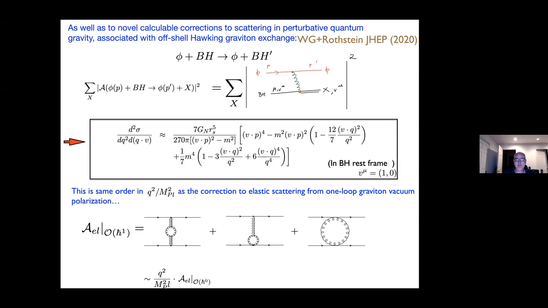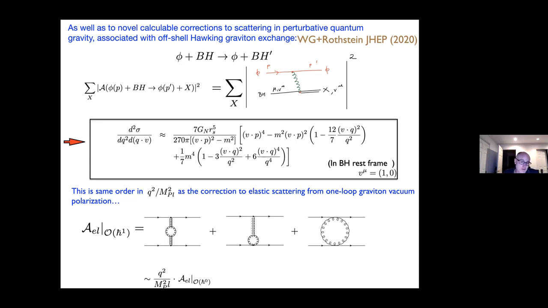You can also do less phenomenological things with this theory that are nevertheless of theoretical interest. One example that I have here is what we believe to be a new phenomenon in perturbative quantum gravity, having to do with off-shell exchange of Hawking radiation between, let's say, a black hole and an elementary particle. This is a calculation that is well defined in the effective theory and tractable once you've done the matching. And so here's what it looks like.